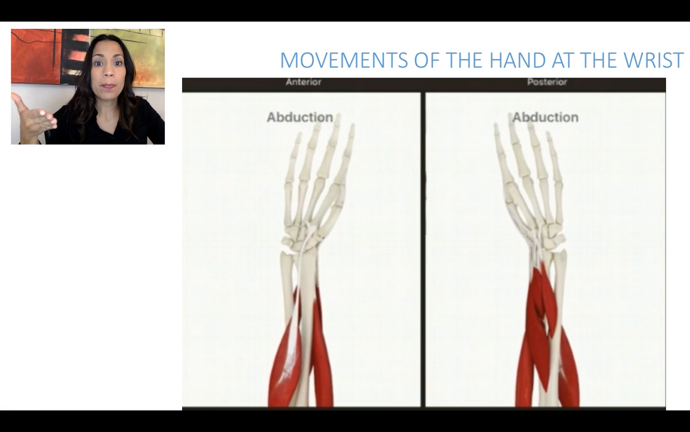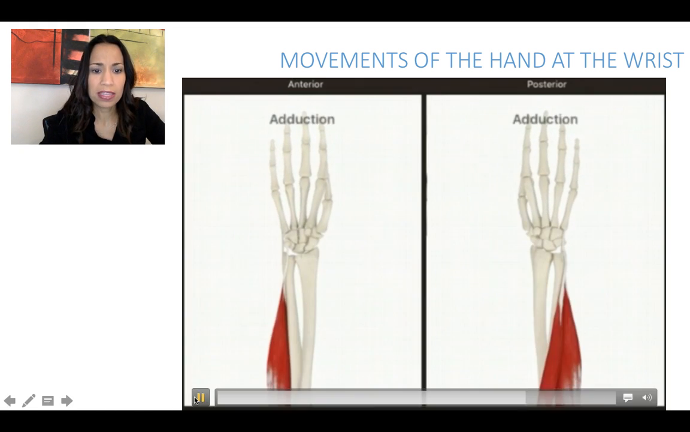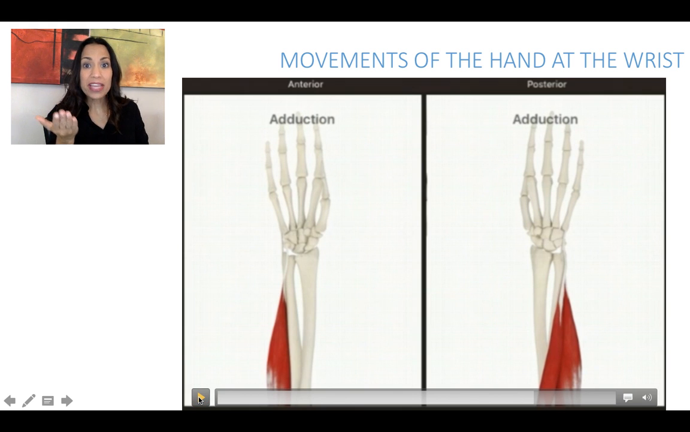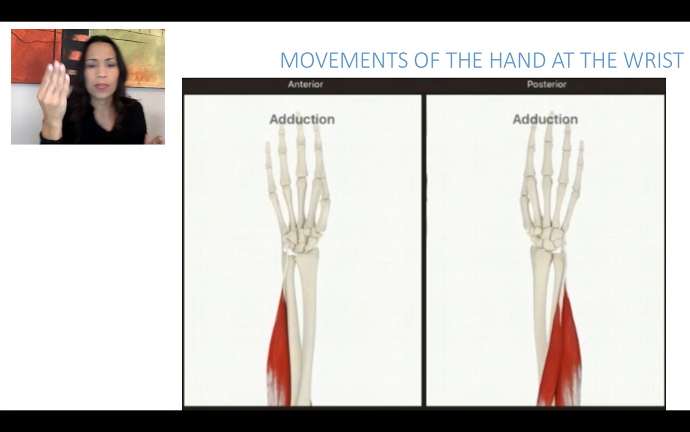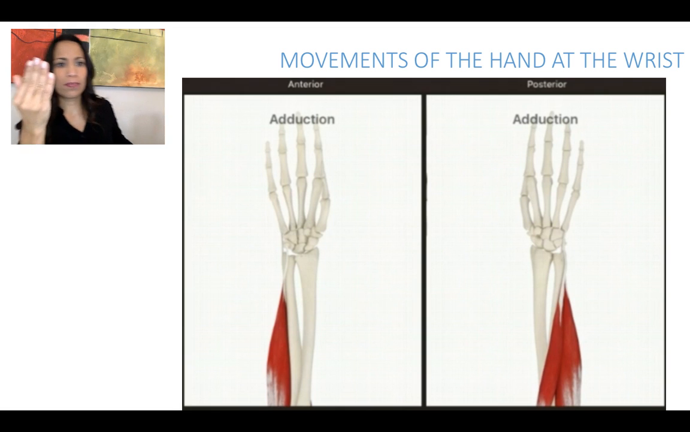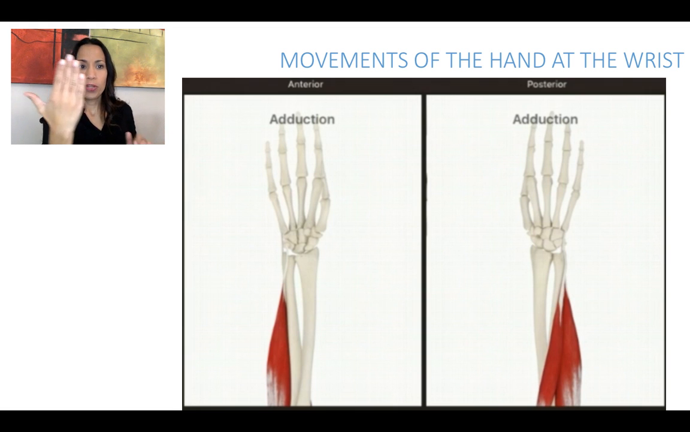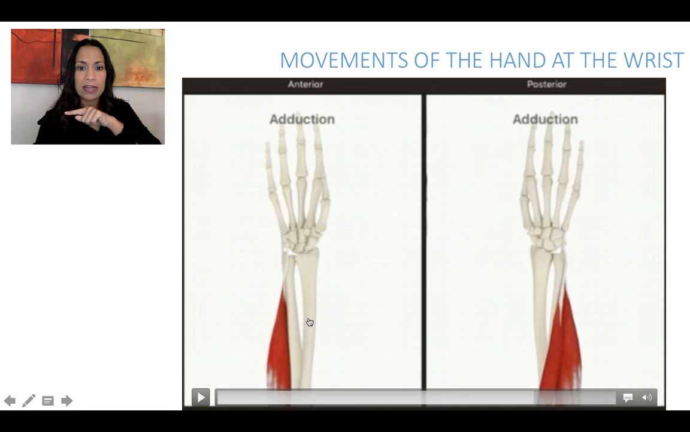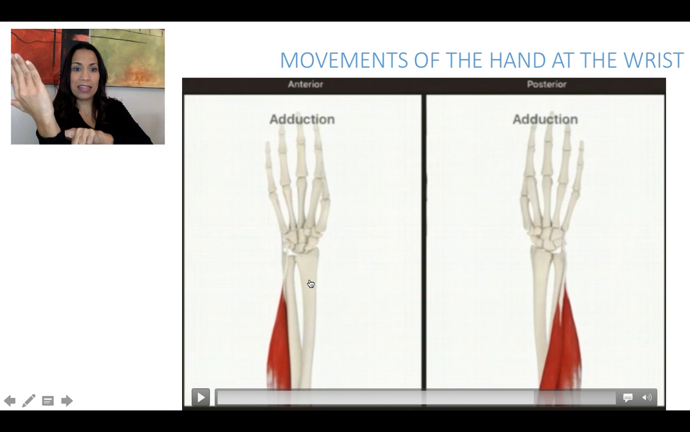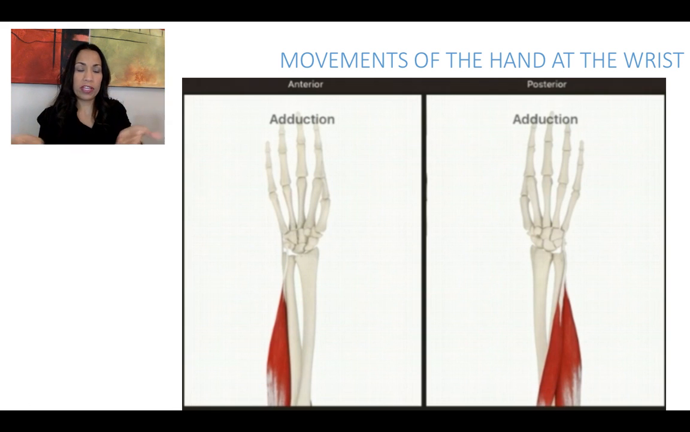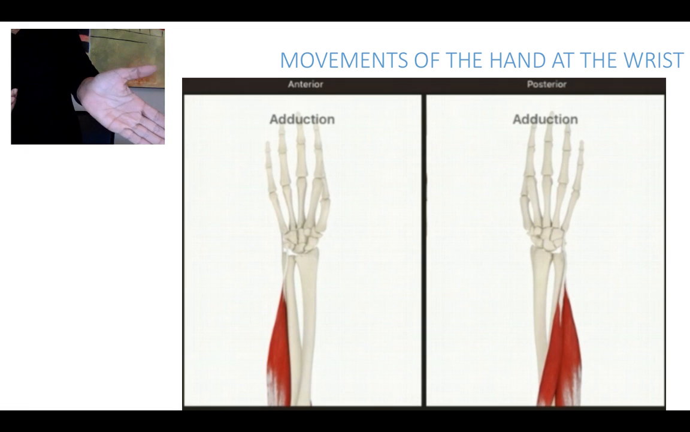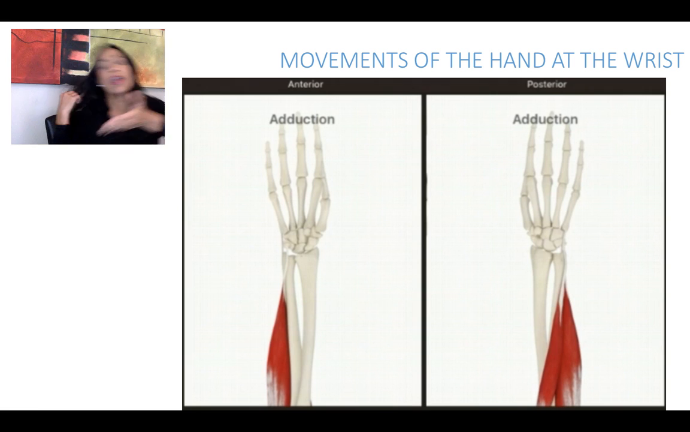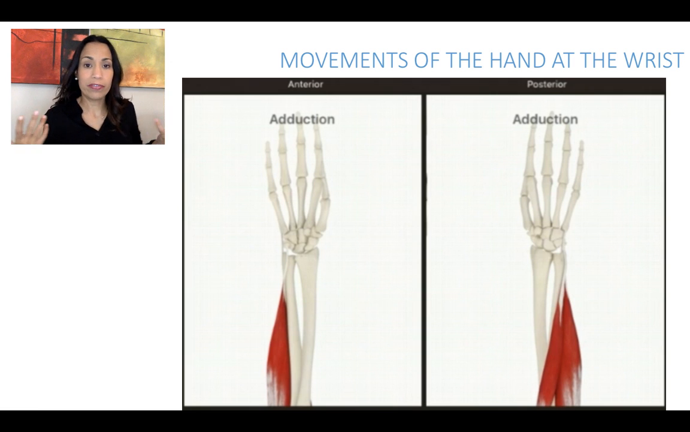This is abduction. Let me pause this. Okay, abduction is in there. I don't know why it has the thumb or the pollex adducted, but remember, it's on the same side of the radius. So that's laterally, that's abduction, moving it away from your body. So this is abduction, okay?